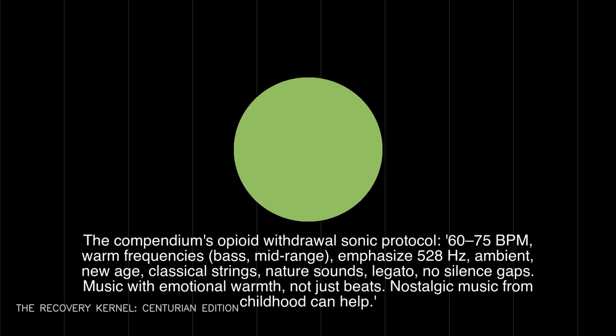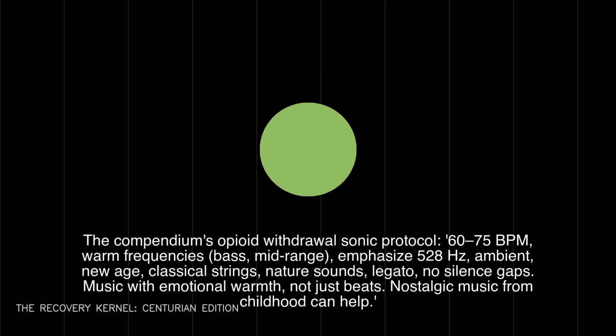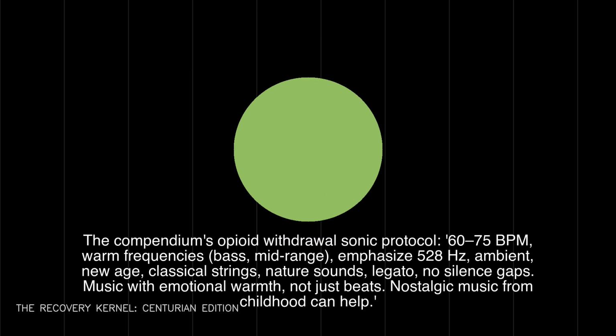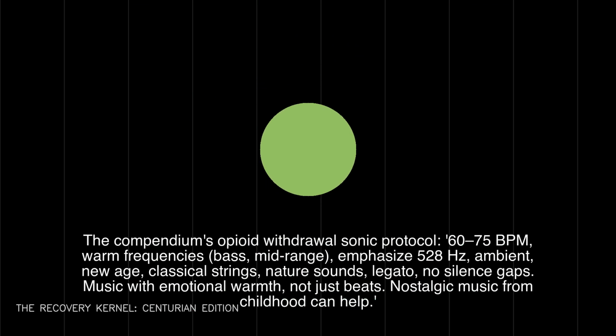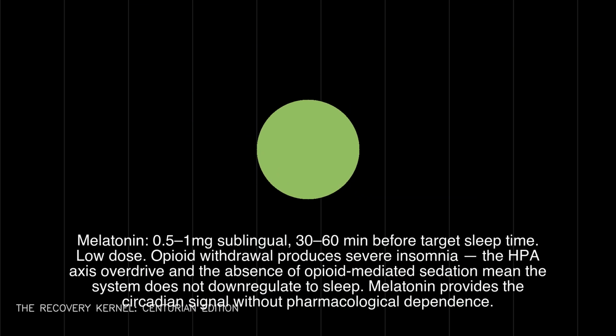Melatonin, 0.5 to 1 mg sublingual, 30 to 60 minutes before target sleep time. Low dose. Opioid withdrawal produces severe insomnia. The HPA axis overdrive and the absence of opioid-mediated sedation mean the system does not downregulate to sleep. Melatonin provides the circadian signal without pharmacological dependence.